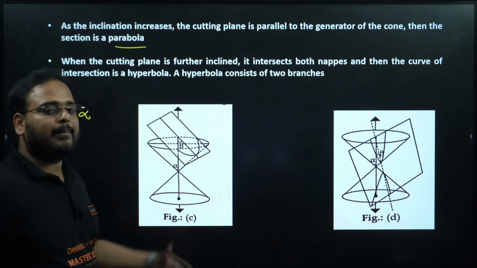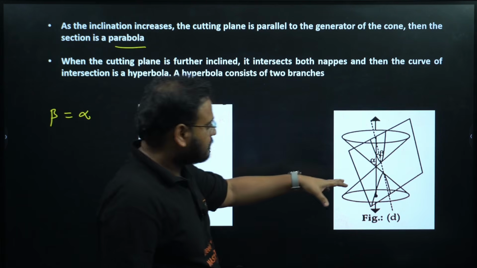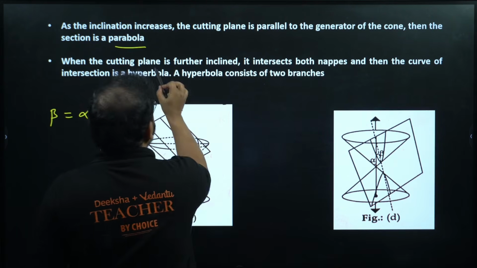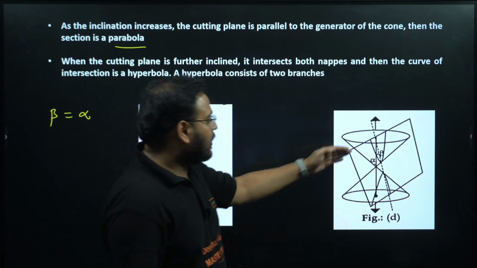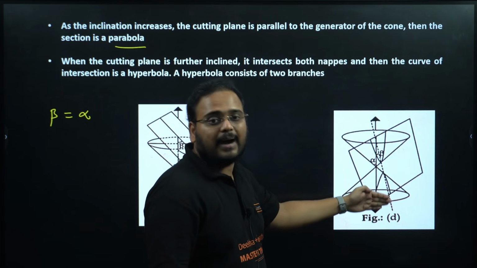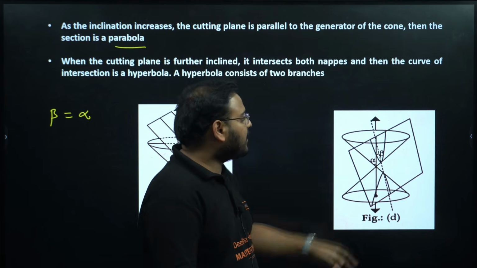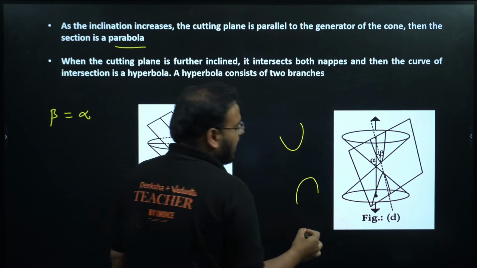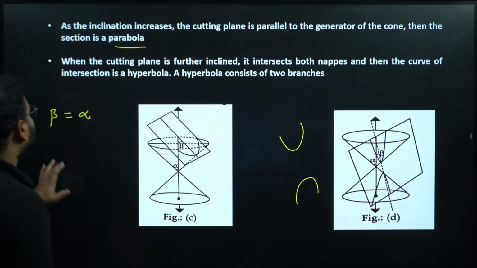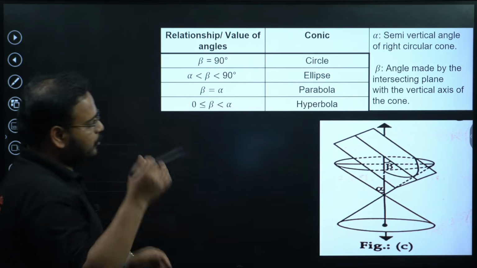And for a hyperbola, when the cutting plane is further inclined, what happens? It cuts the double napped cone. It cuts in two places, so you get two branches. Can you check this? You're getting something like this. This gives you a hyperbola. So this is how you create sections using a double napped cone.